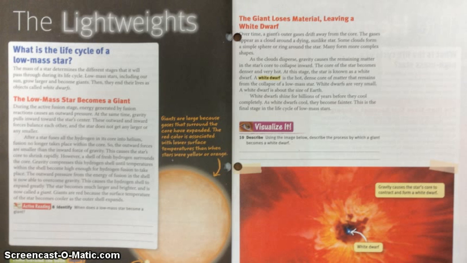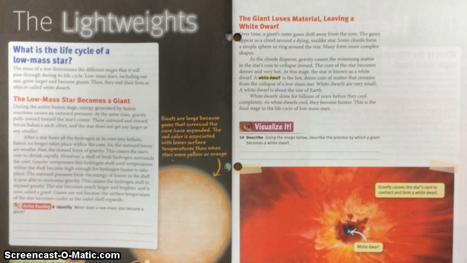The star becomes much larger and brighter and is now called a giant. Giants are red because the surface temperature of the star becomes cooler as the outer shell expands. So a giant is a type of star that forms when the hydrogen shell expands rapidly. Giants are large, bright stars that have swollen up due to the expansion of that outer shell. So there's your definition. Once again, giants are red because the surface temperature becomes cooler. Sometimes you have other giants, but most of the time they're red giants.